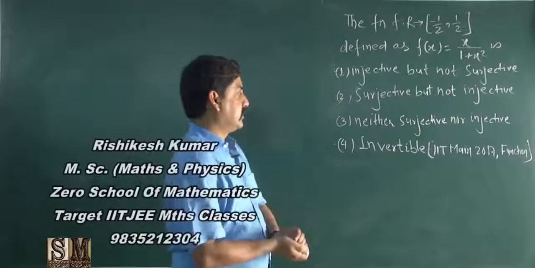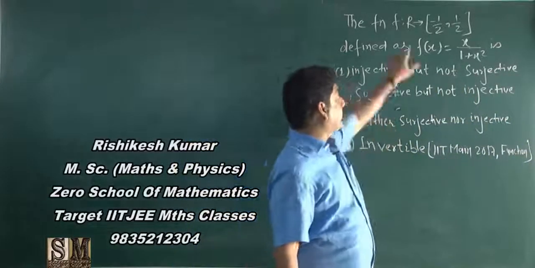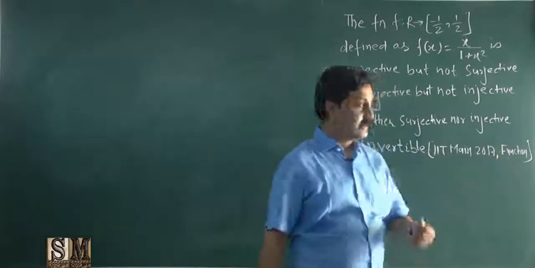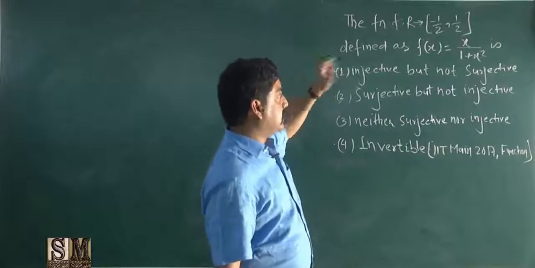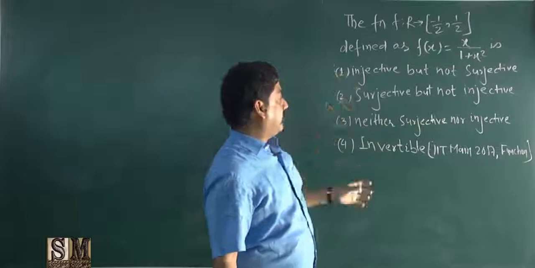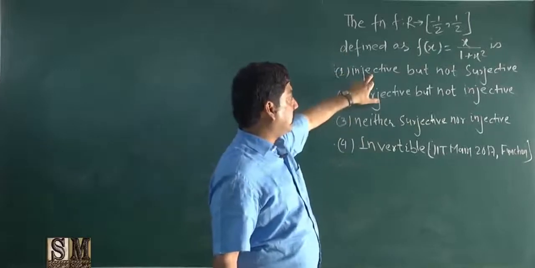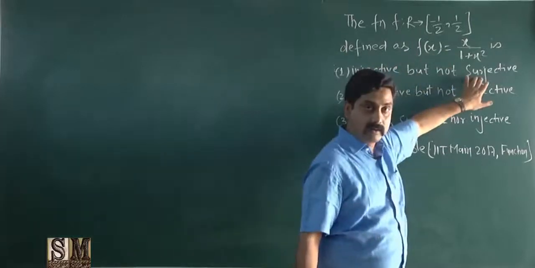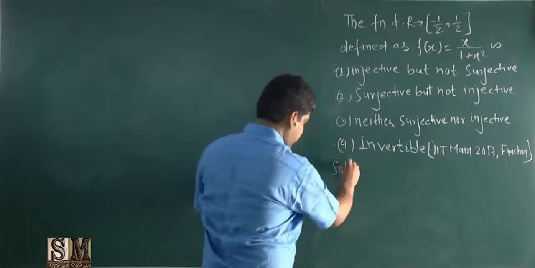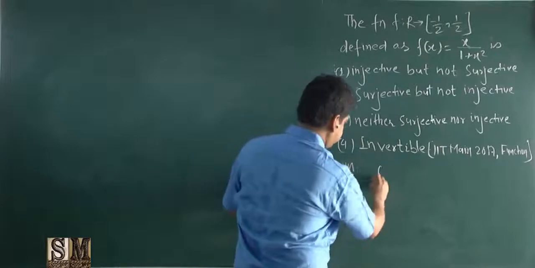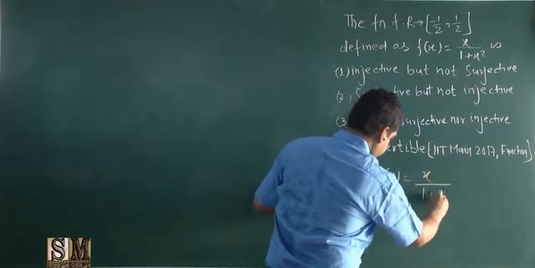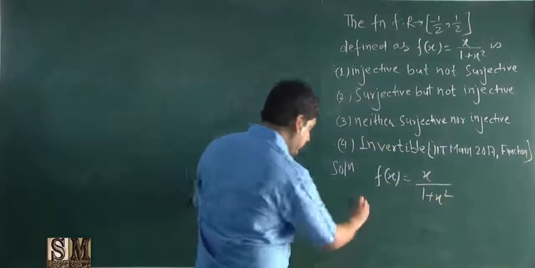Friends, this is a question on functions from JEE Main 2017. In this function, where f(x) is equal to x by 1 plus x square, we have to check whether it is injective or not, surjective or not. It is a very simple question. To solve it, there are several methods, but we will differentiate it.